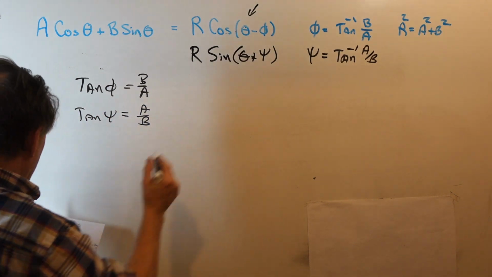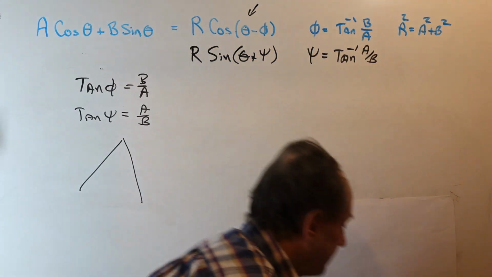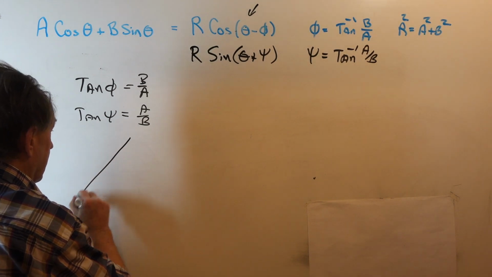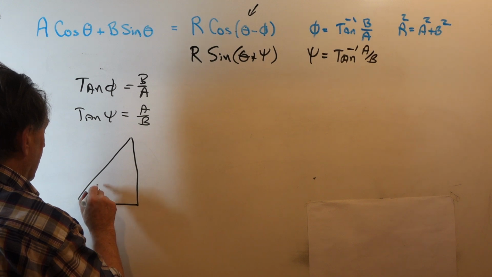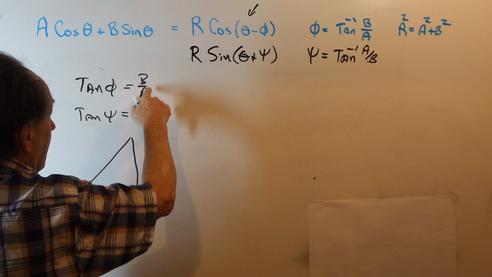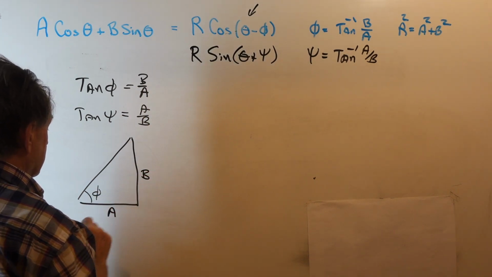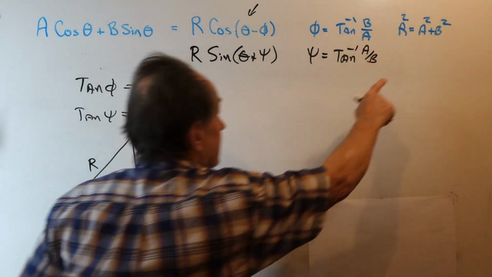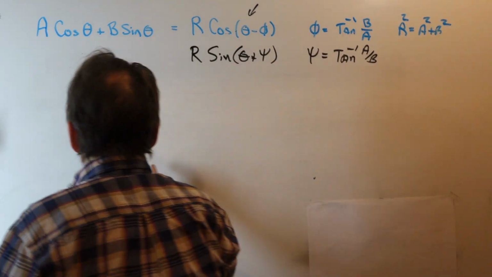So, if we're to look at a triangle, let's look at a right triangle so we can get an understanding of this. If this is angle phi, then the tangent of phi is B over A, or opposite over adjacent. So this is opposite over adjacent. And then R is the hypotenuse, which is, by Pythagoras' theorem, R squared is A squared plus B squared.